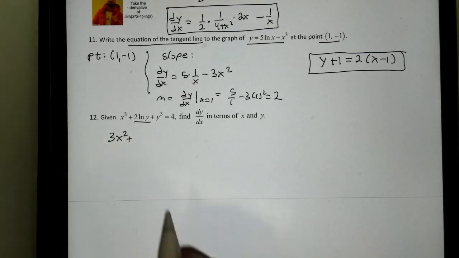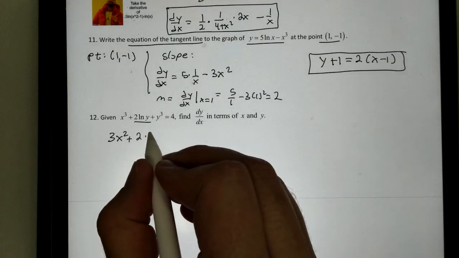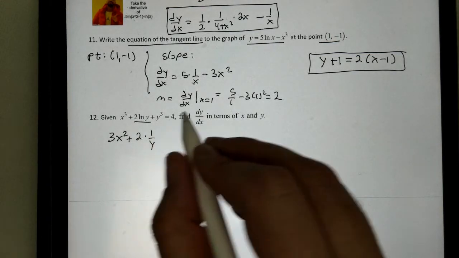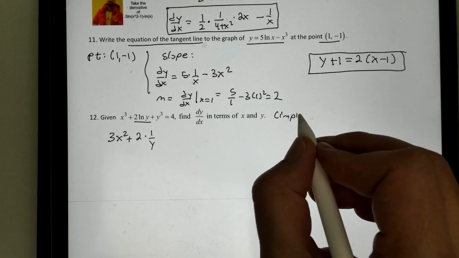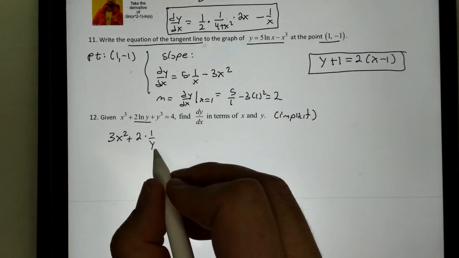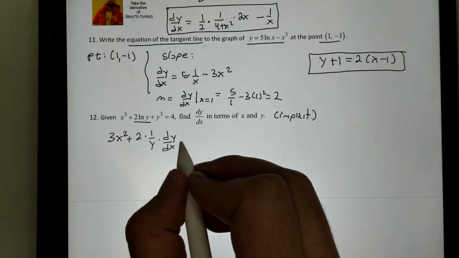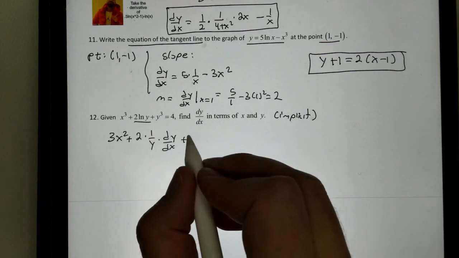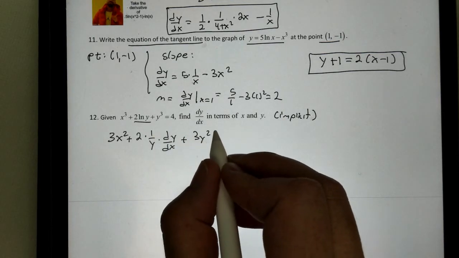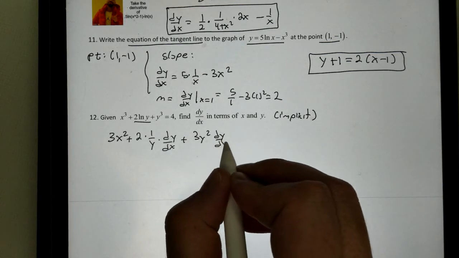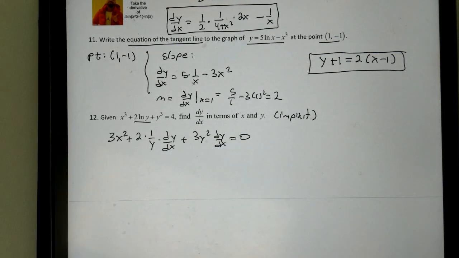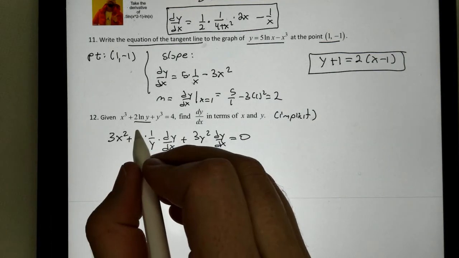Ready? If I take the derivative here, we're going to get 3x squared plus the derivative of 2 natural log of y, which is 2 times 1 over y. But be careful, this is implicit. Because I'm taking the derivative of a y, I better multiply by my dy/dx. Plus, this becomes, of course, 3y squared dy/dx. And that's going to equal 0. Ta-da! There's my derivative. But remember, we have to solve for dy/dx.